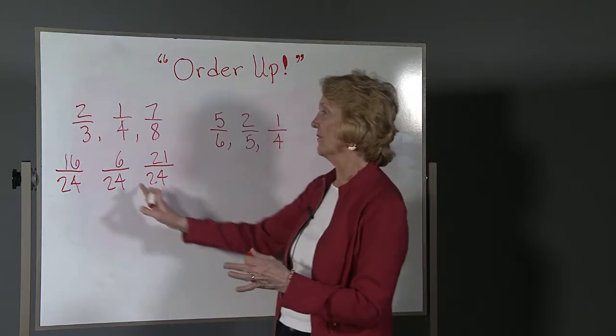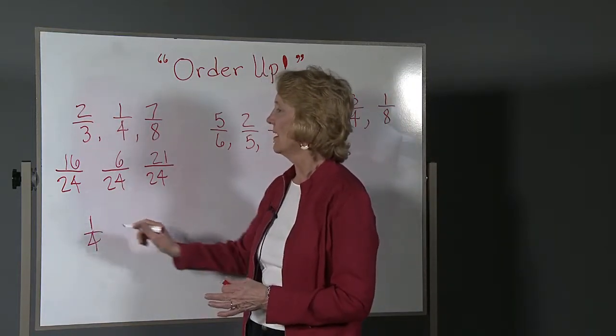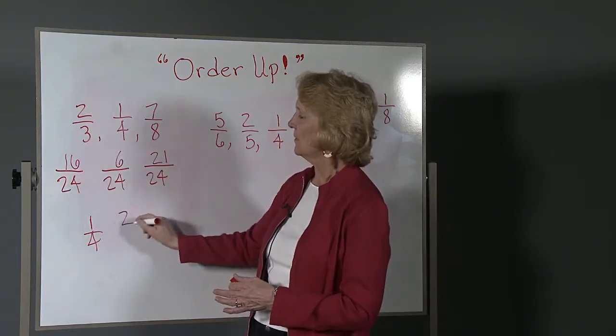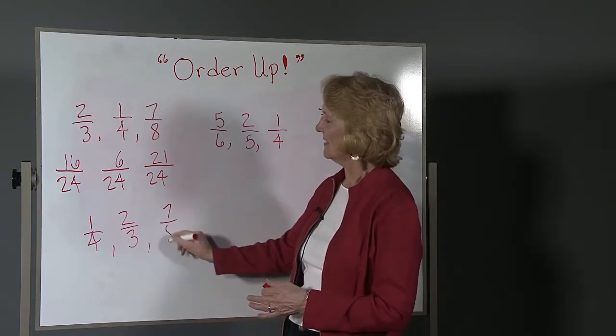Now we have to put them in order. This was the littlest, and that was the 1/4. Then the next littlest was this one, 16/24, which was the 2/3. The last one was 7/8.